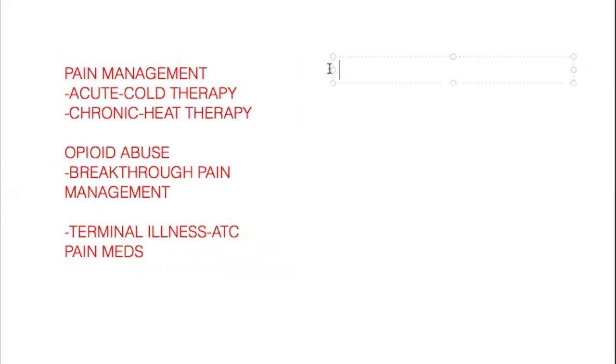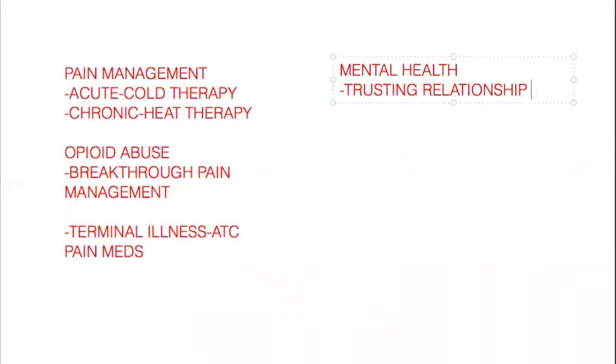Mental health. With mental health, we want to ensure that we maintain a trusting relationship. That is the key to mental health, maintaining a trusting relationship. You also want to set boundaries.